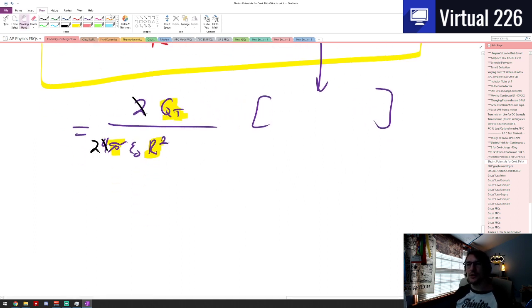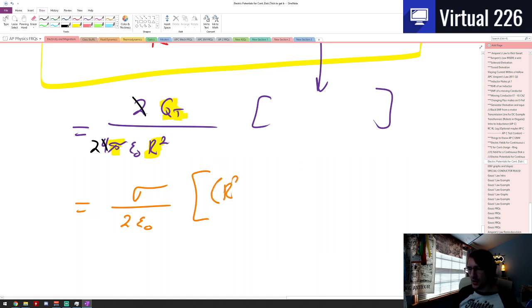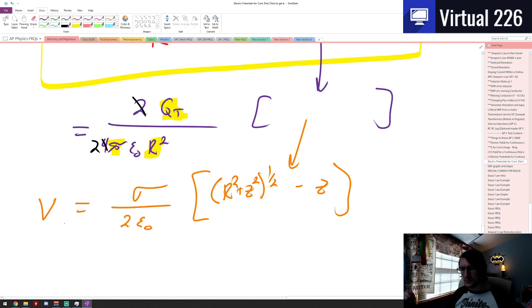So if you wanted to, you could just write this as sigma over 2 epsilon naught, and then you could multiply by the quantity r squared plus z squared to the 1/2 minus z. That is this just carried down. So that will also be an answer. I said before you could carry that sigma through, but we just kept the q's and the pi r squared. Look, I can get the sigma back if I wanted to.